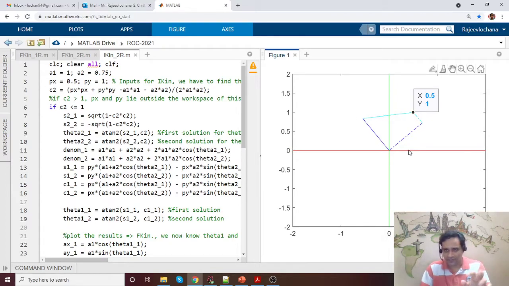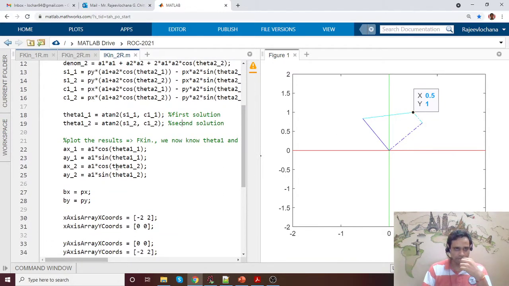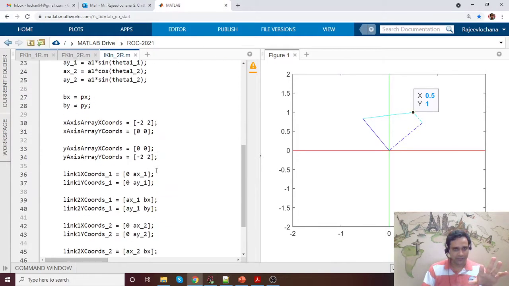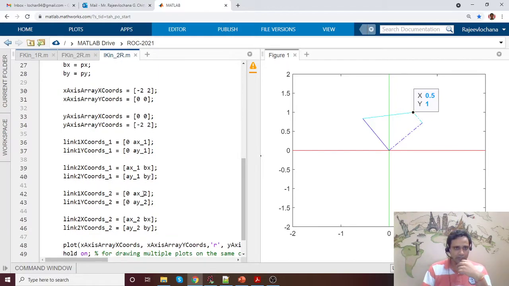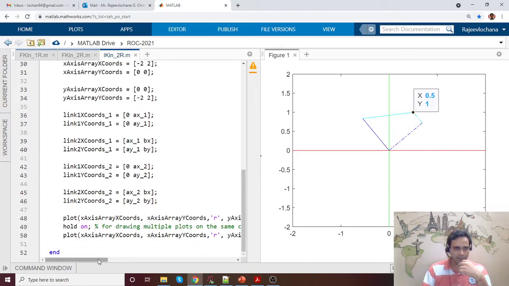So obviously there is some issue here. The link lengths do not seem to be the same. So there is a problem. Let's see what is the problem. Definitely it is not symmetric, right? So somewhere we have made a mistake. Ox, ax, bx, ax2, ay2. Okay, somewhere here.